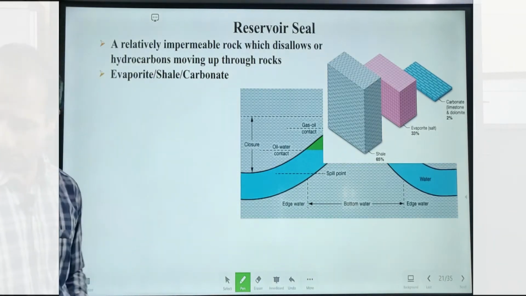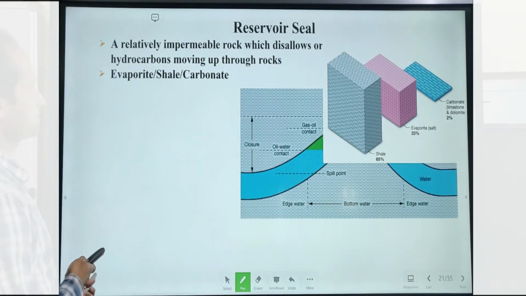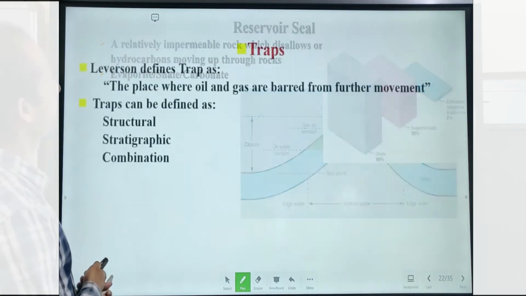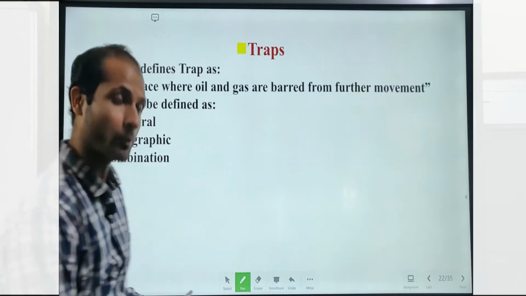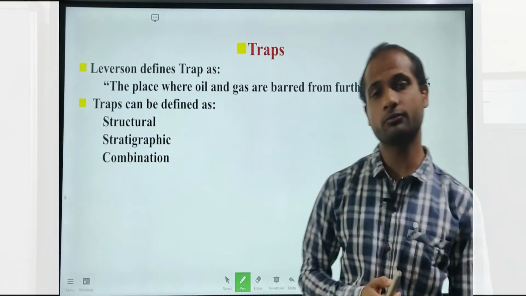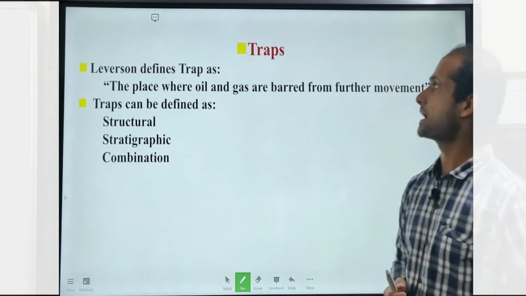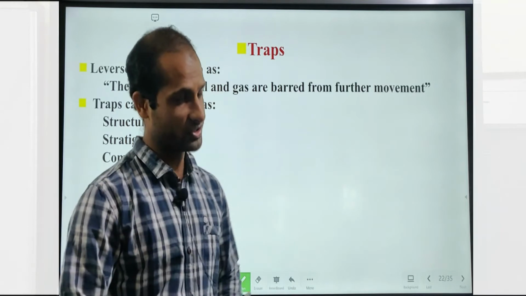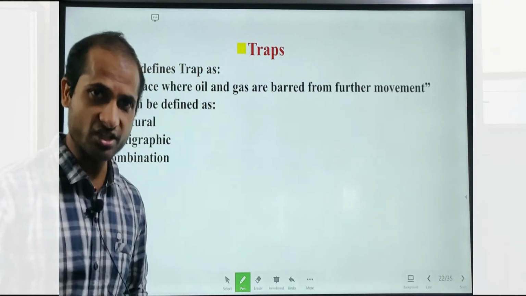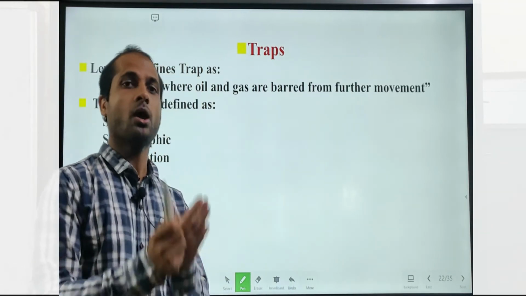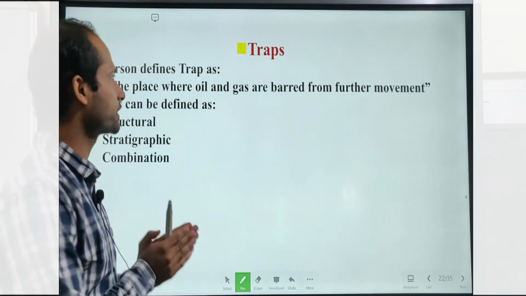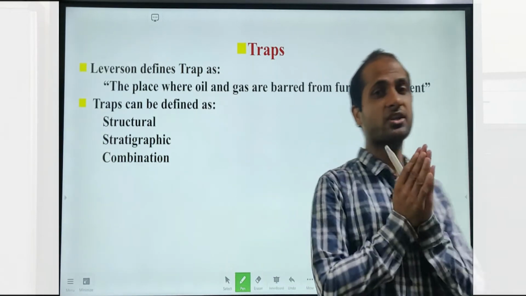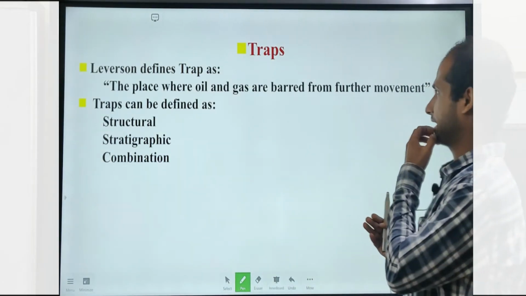Now we will move on to our next topic. This is about the seal, and next comes the trap. The fourth key component of petroleum is trap. What are traps? Traps are some structure or geological configuration which are responsible for the accumulation of hydrocarbon, and they restrict the further movement of hydrocarbon.